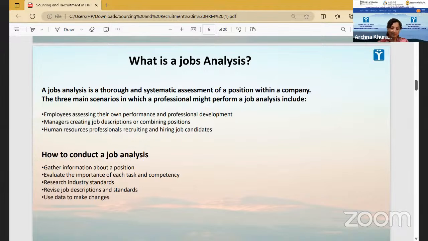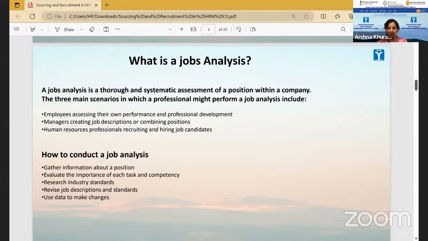Right? Again, job analysis is the scientific method of how the organizations create the job role and how these job roles are mapped. So, job analysis, like it is mentioned here, is a thorough and systematic assessment of a position within a company. Three main scenarios in which a professional might perform a job analysis include number one, their own performance and professional development. Second is managers creating job descriptions and combining a few positions for the organization. And third is human resource professionals recruiting and hiring job candidates. So these three things are really important to be done.